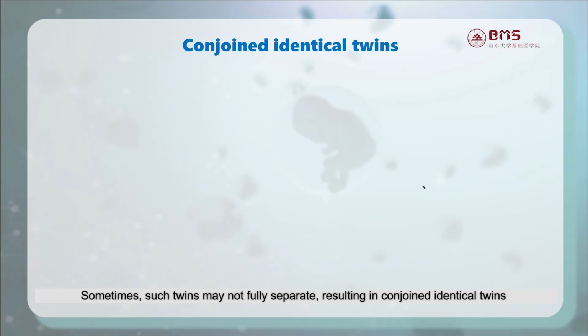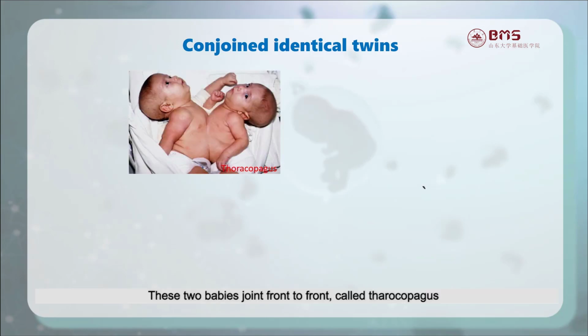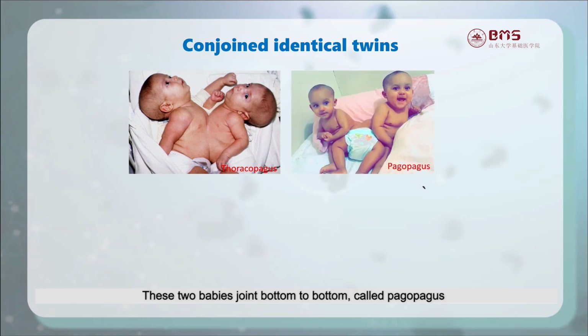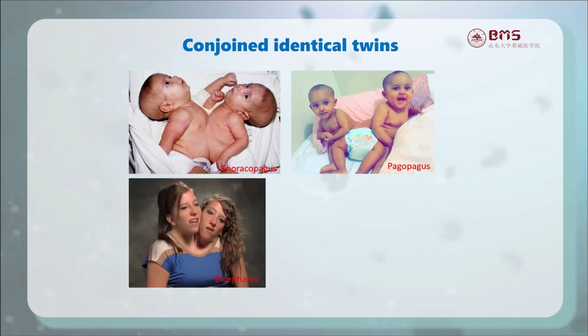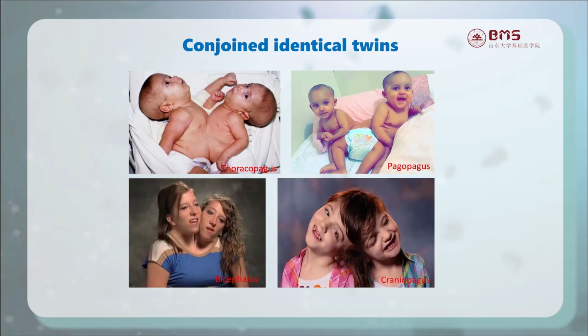Sometimes, such twins may not fully separate, resulting in conjoined identical twins. These two babies joined from front to front, called thoracopagus. These two babies joined bottom to bottom, called pygopagus. Joined side to side, also known as dicephalus, joined head to head, also called craniopagus.